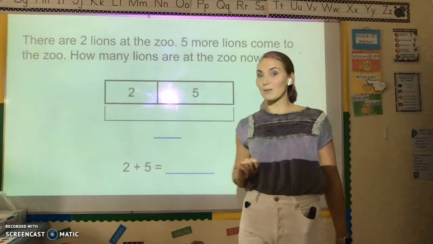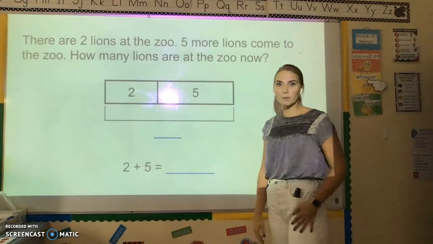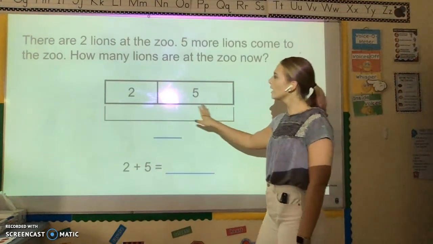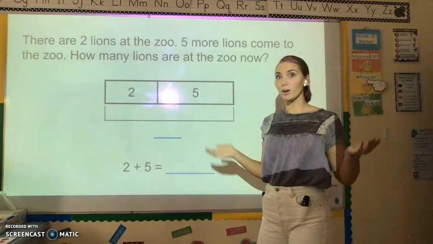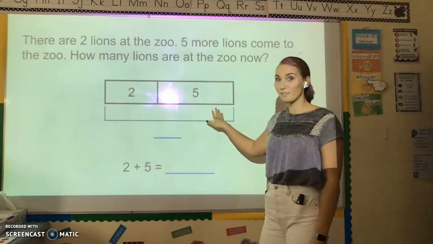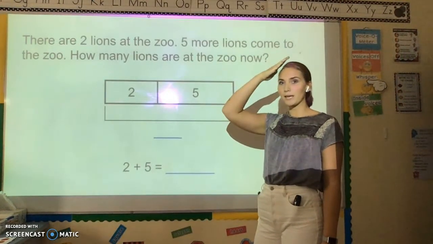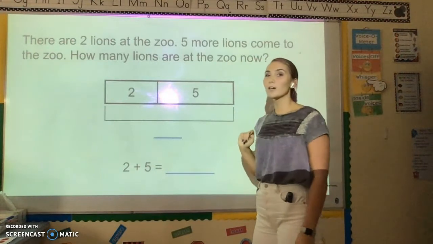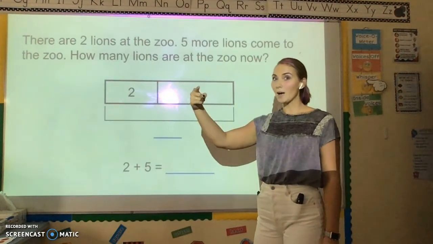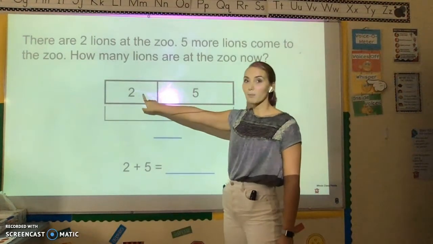One way that we can solve this, boys and girls, is to tap the bigger number in our heads. So, I have a 2 and a 5. Which number is bigger? The 5 is bigger. So, we are going to tap it and put it away in our brains. 5. Now, hold that number there. We are going to count up, like we would with counters, our other part.